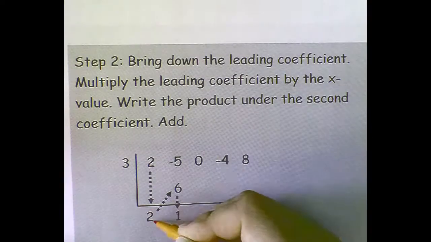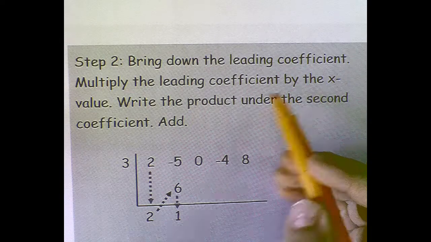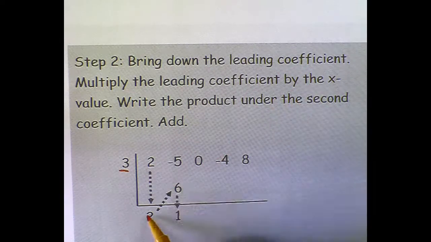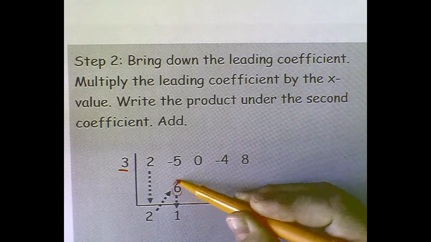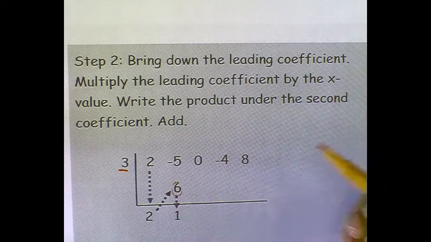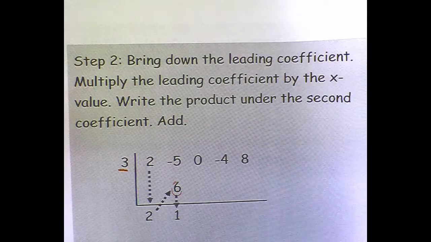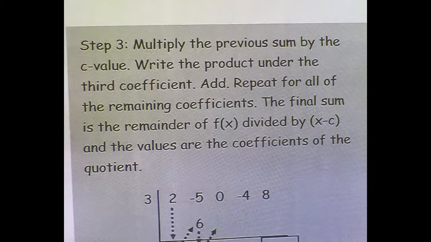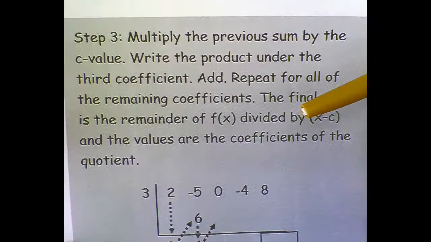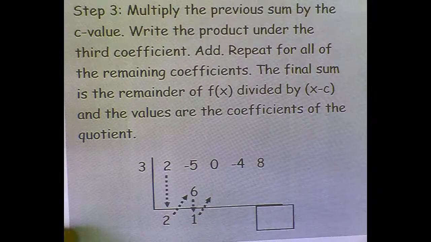Then for synthetic division, we bring down the leading coefficient. Always bring it straight down. We multiply the leading coefficient by that x value out here. So 2 times 3 makes 6. And then we put the 6 right here, and we add straight down. And then we repeat. We multiply our sum by the c value, write that product, add, repeat.